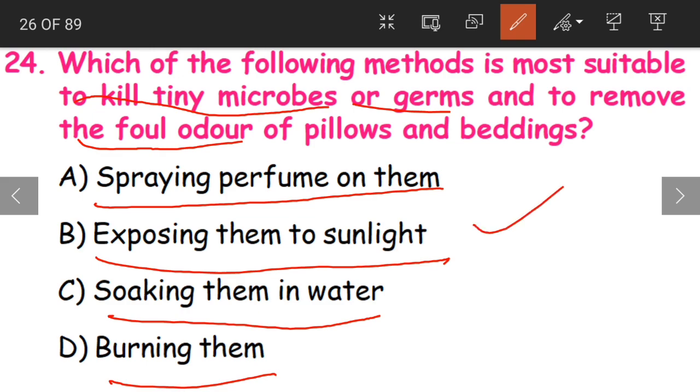You might have observed that when there is hot sun, children, sometimes our mothers put the beds, pillows or very thick clothes, even thick bed sheets, in the sun. Why? Because of the sun rays, any tiny germs are going to be killed, and if there is a smell, even that is going to vanish. So this is the best method to protect our things from germs. Clear, children? Exposing them to sunlight.